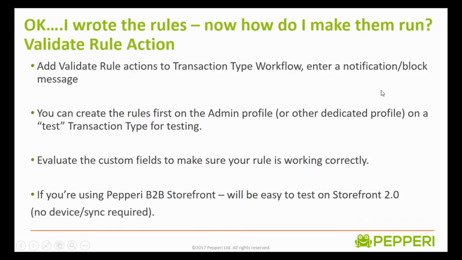Okay, so once you wrote those rules, you wrote those calculated fields, how do I make them run? How do I put them into effect in the product? That's done through the workflow of the transaction type. Each transaction has its own workflow, and you're used to, in your workflow, an email getting sent out with a copy of the order, and a file being exported to your ERP.